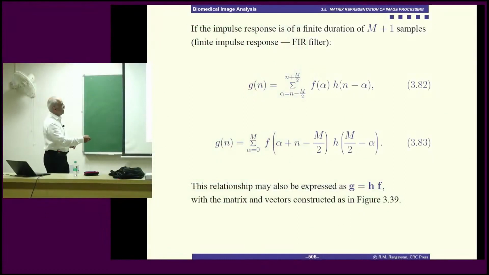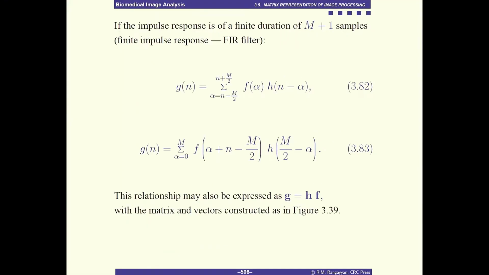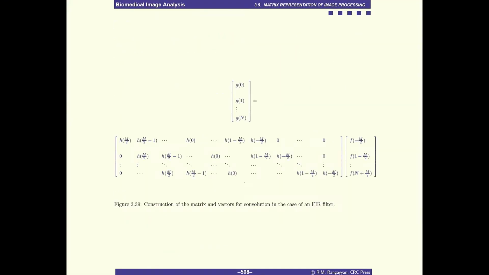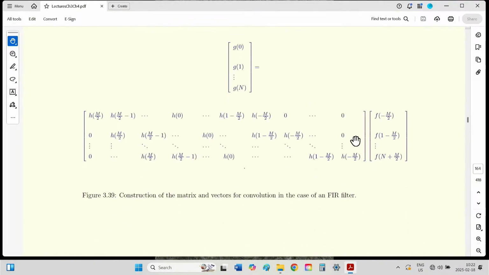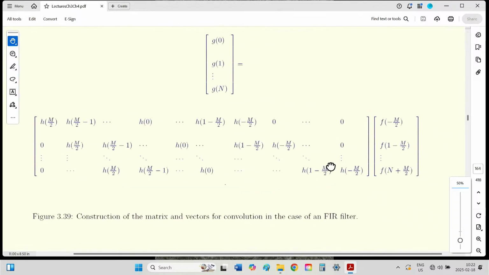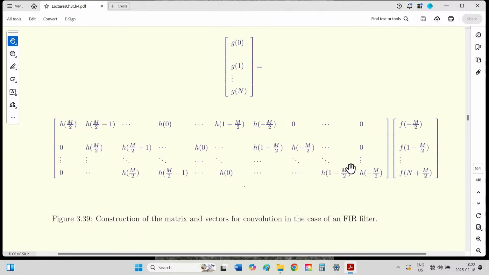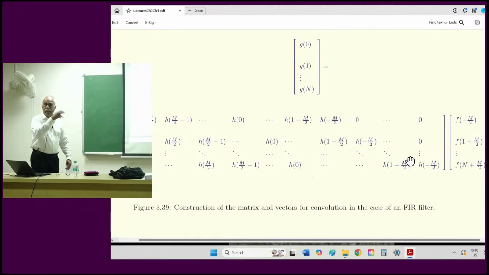You can also change variables and write that way. So here also you can write it as G equals HF, but the matrix has to be written this way. So you have h m over 2 to h minus m over 2, the impulse response. Now having positive and negative indices, h0 is in the middle, and that is shifted for every row. So each row is a right shift of the previous row.